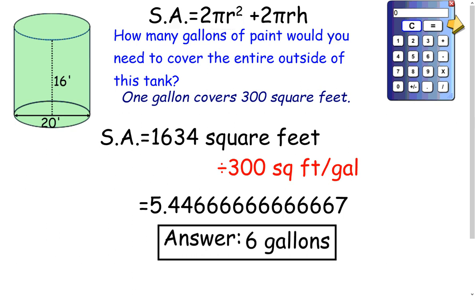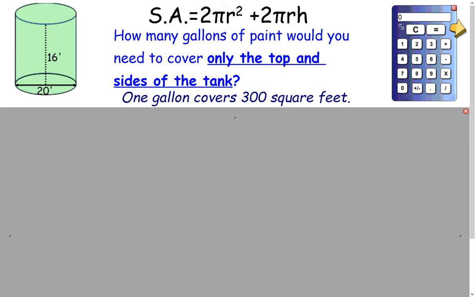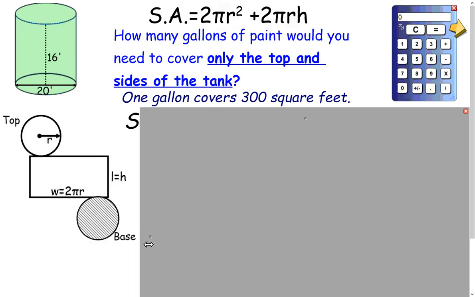Okay, one last thing to talk about. Say this tank is sitting on the ground, and you don't actually want to paint the bottom of the tank because no one's going to see it. So you're only going to paint the top and the sides of the tank. How many gallons of paint do you need then? Okay, so let's look at that 2D view again.